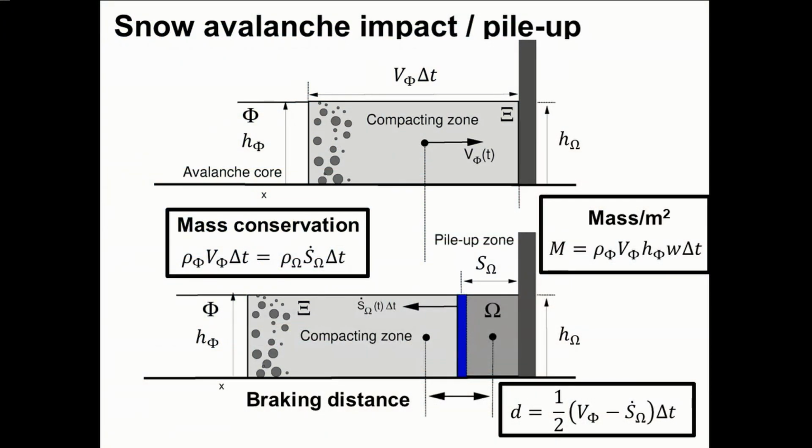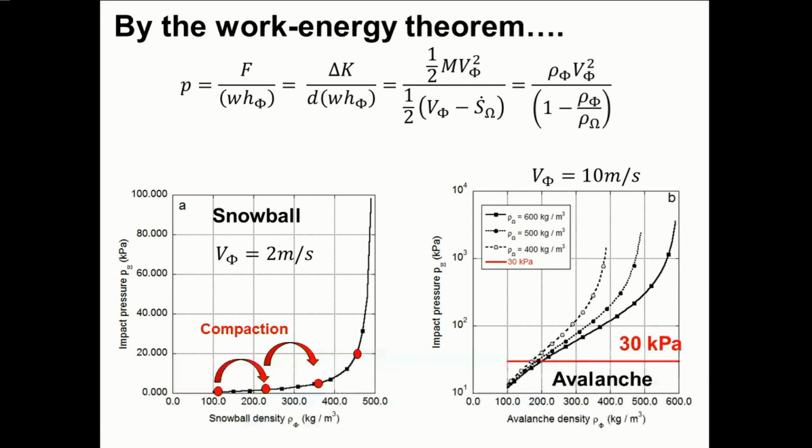Note that all of the momentum of this packet of mass that hits the wall gets transferred to the wall and then eventually into the ground, right? All of the momentum of the avalanche coming in is taken up by the wall and goes to the ground, and all of the energy is dissipated as heat. No elasticity, nothing happening, okay? So now you just invoke the work-energy theorem, which is trivial, right?